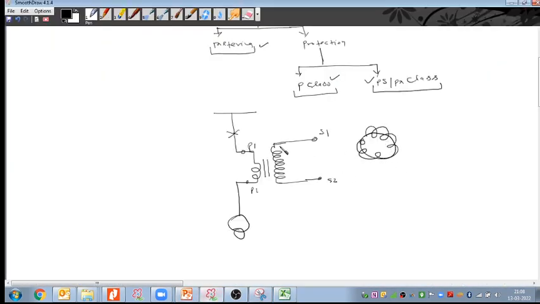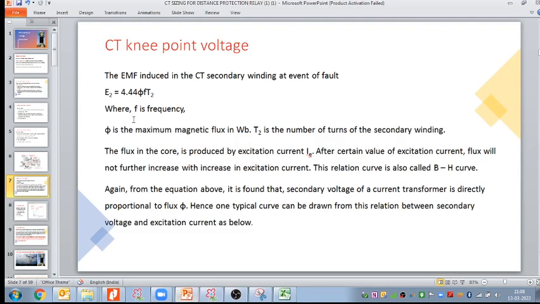So the point is the EMF induced in the CT secondary winding, the voltage induced in this winding, is given by the same college time formula, E = 4.44 φ f T2, where f is the frequency, φ is the maximum magnetic flux in Weber, and T2 is the number of turns of the secondary winding. The flux in the core is produced by the excitation current IE, or we can say the magnetization current IM.